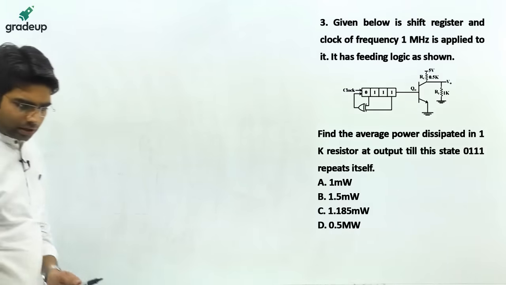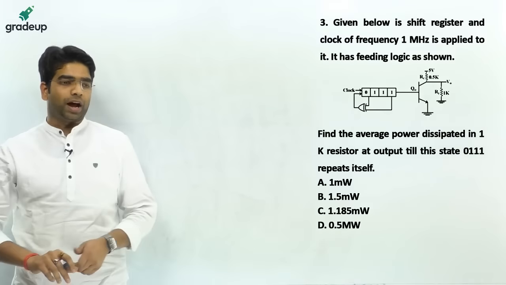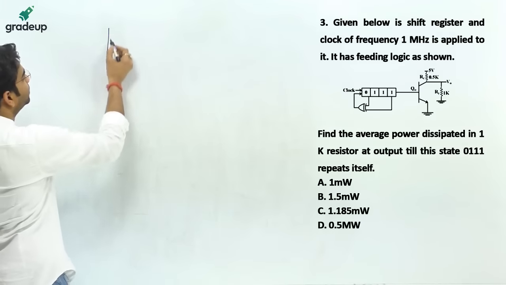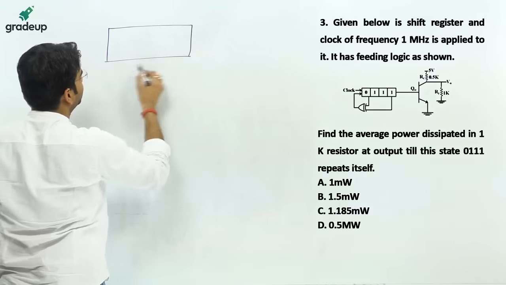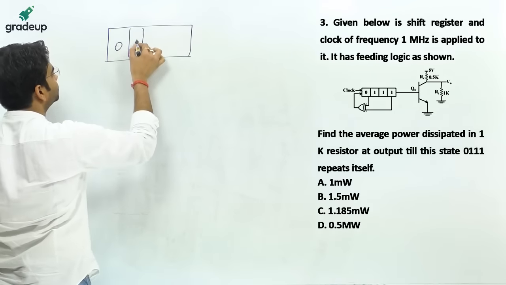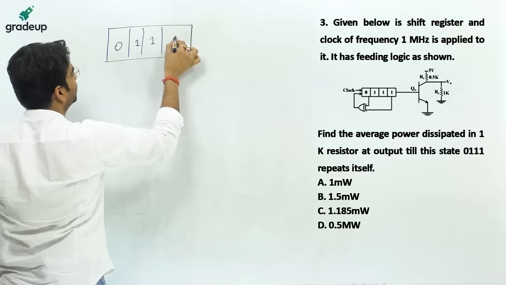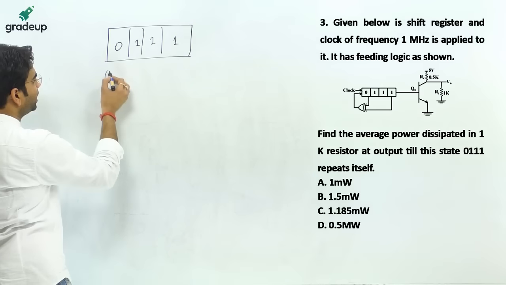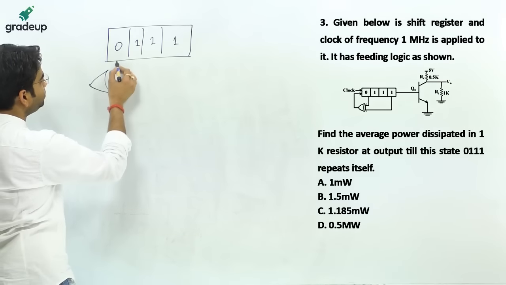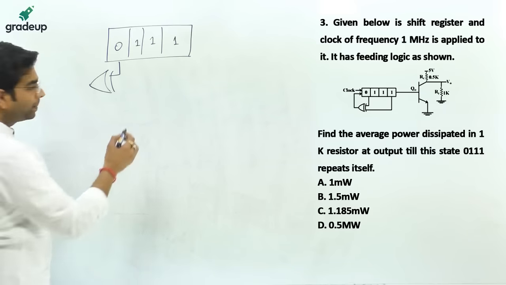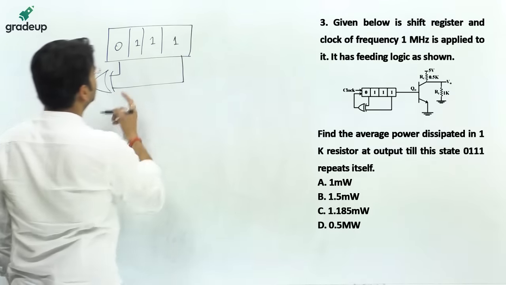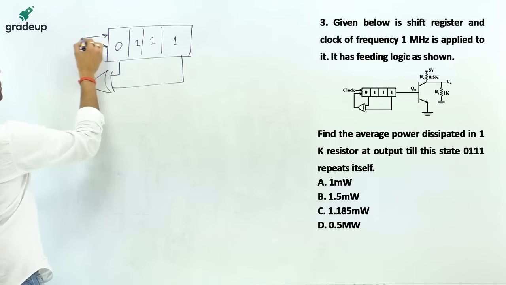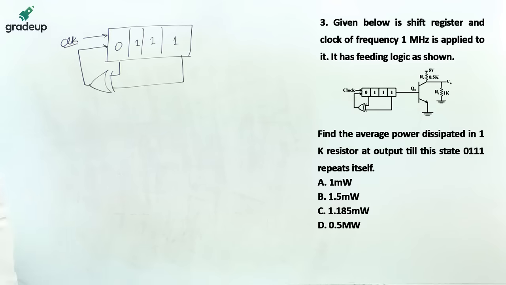In counters and registers, you have to be very familiar. While writing this, the register you are getting is 0, 1, 1, 1. And here you get an XOR gate from the first register and the last register, and it is fed back with the clock pulse.